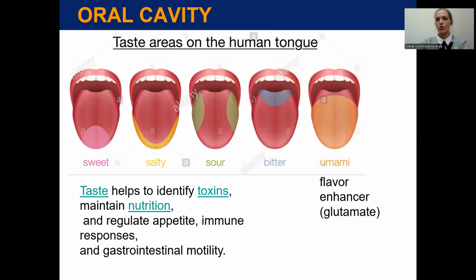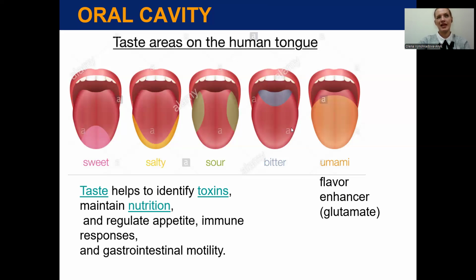An interesting moment: taste on our tongue. Normally, you should know 4 main tastes: sweet, salty, sour, and bitter. We are more sensitive to sweet on the apex of our tongue. Salty, in the yellow area; sour or acid on the lateral part of our tongue; and bitter taste on the base of our tongue.